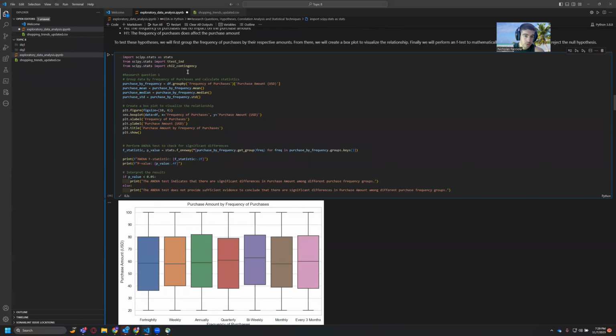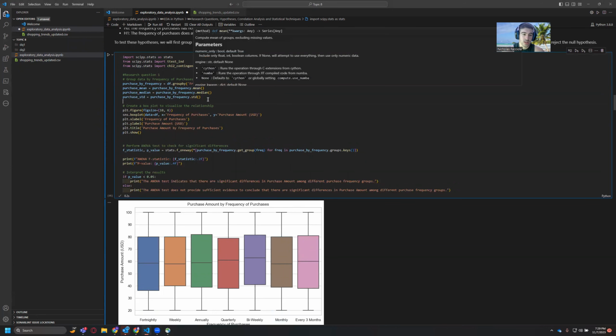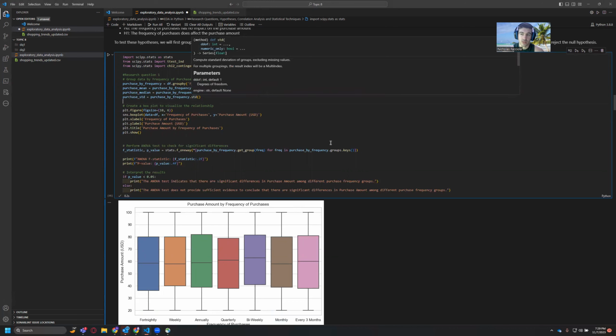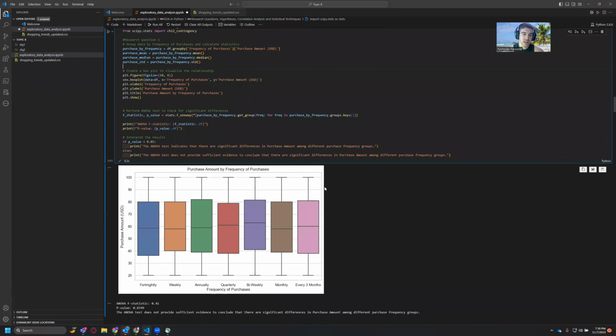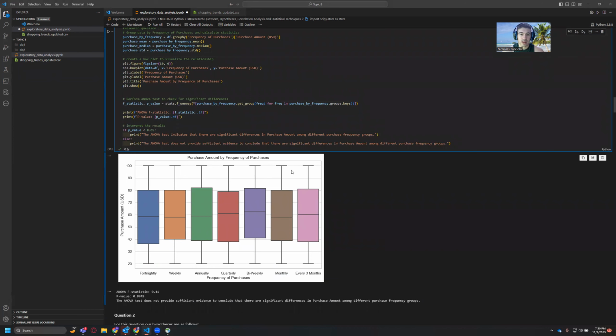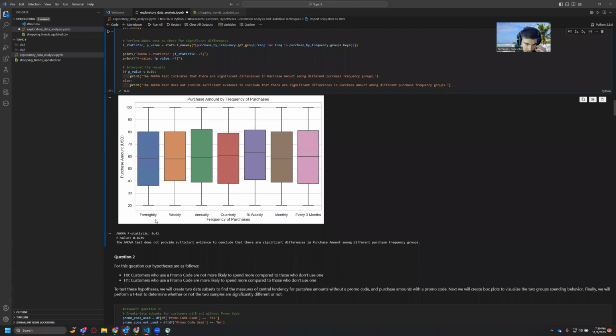So we're going to first group all the data by frequency of purchases, and then we'll get the measures of central tendency as well as the standard deviation to understand the spread, and then we'll create a box plot to visualize it, and then check for significant differences by running our one-way ANOVA with the F-test. Now we're going to assume normality in this instance, and what we're going to come to is that we have a p-value of 0.8749, which is much higher than our alpha level of 0.05.